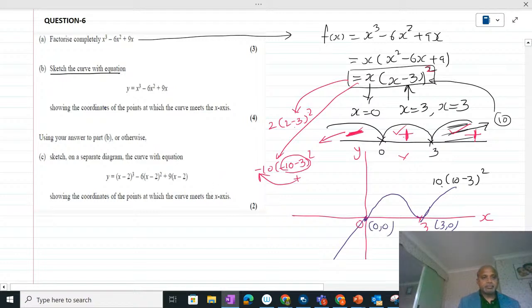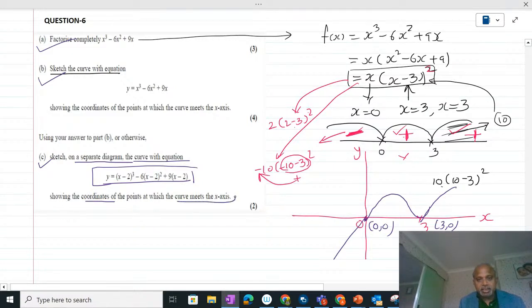Is that okay? So A part, factorize, is done, and B part, sketching the curve, is done. Now C part: sketch on a separate diagram. So do not sketch here, use a separate diagram, this equation y equals (x minus 2) cube minus 6(x minus 2) square plus 9(x minus 2), and show the coordinates of the point at which the curve meets the x-axis. So this is important, right? So what you need to do is x minus 2.